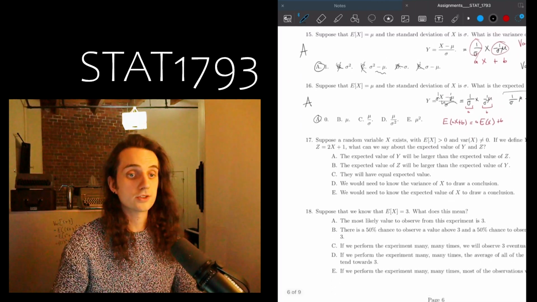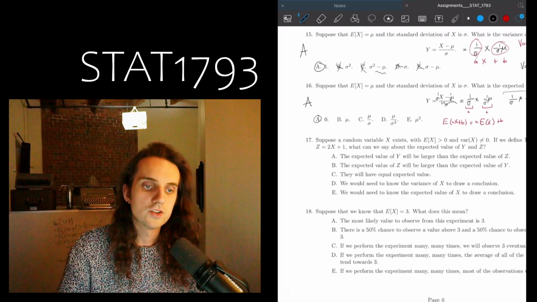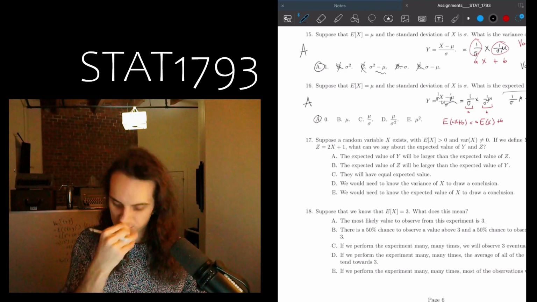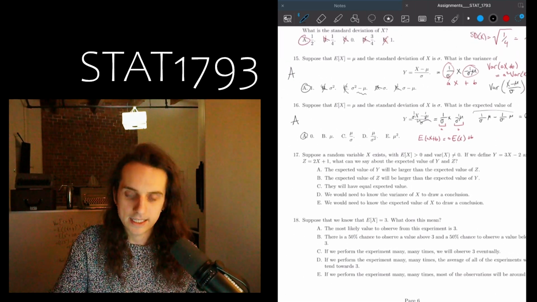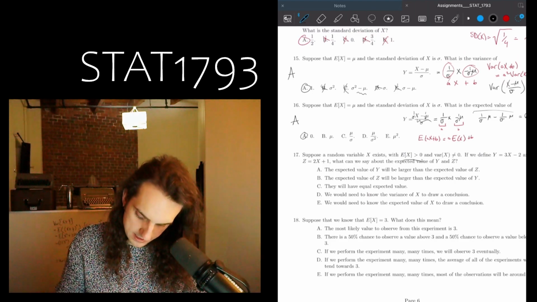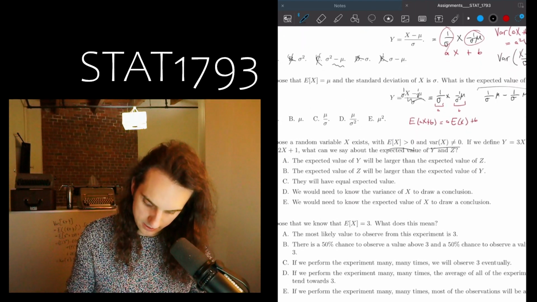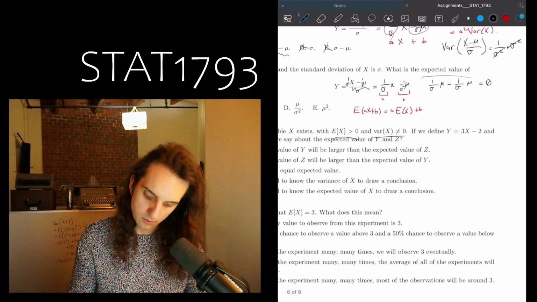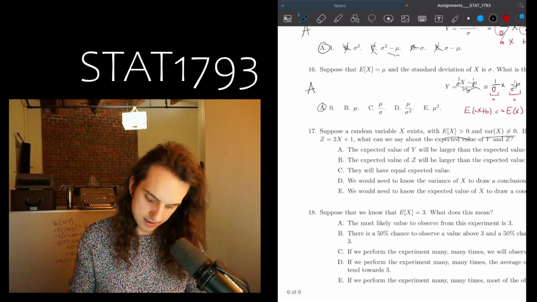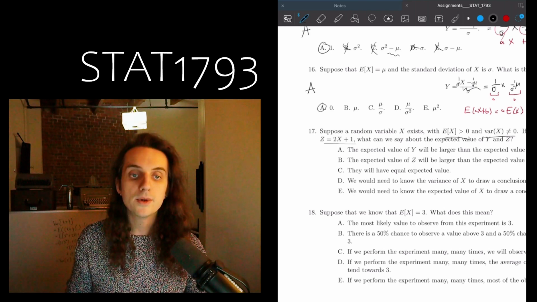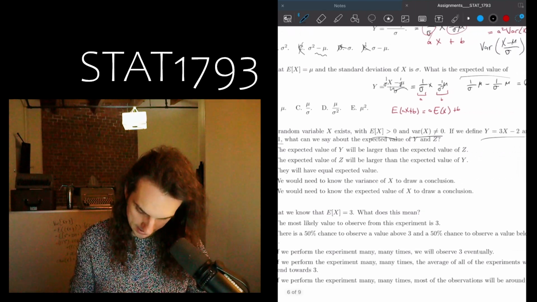All right, on to question 17. So in question 17, we have a random variable, x, and we know that its expectation is going to be positive, that its variance is not equal to 0, and then we're taking y to be 3x minus 2, and z to be 2x plus 1. What can we say about the expected value of y and x?